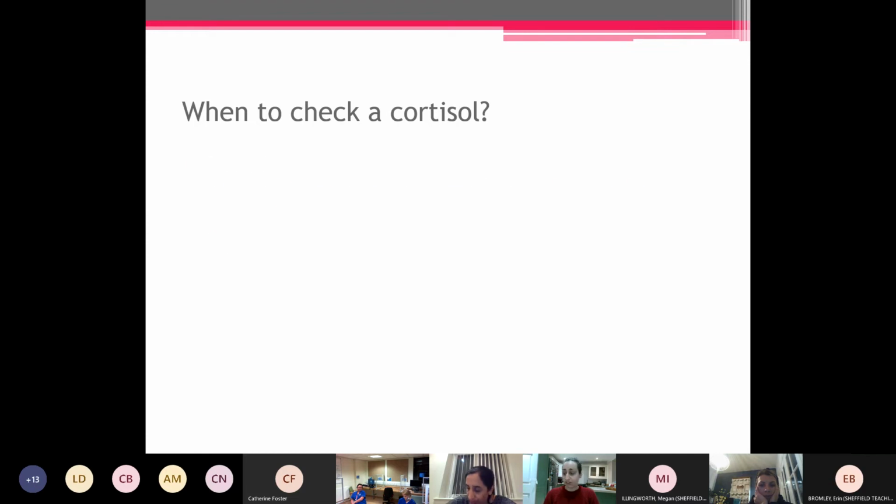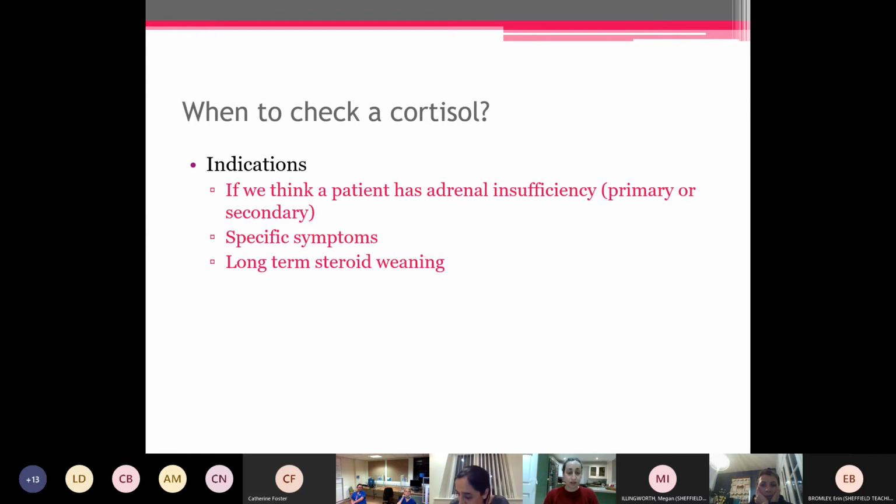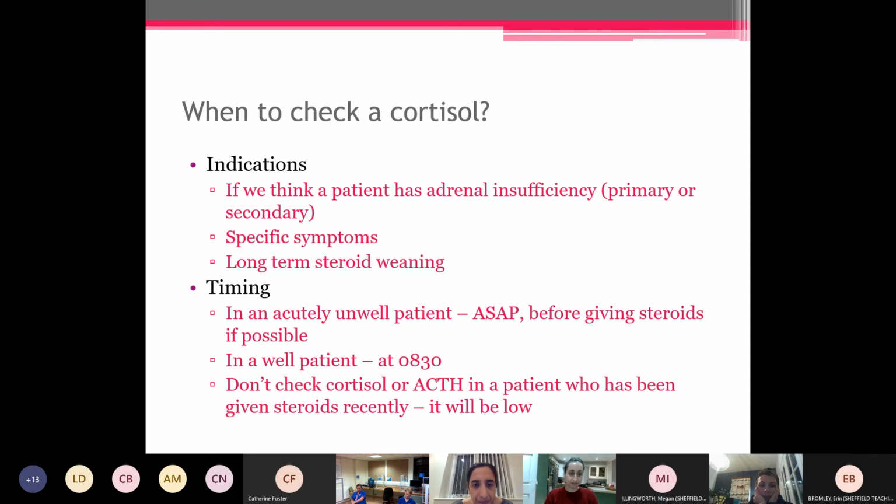So when do we check a cortisol? This comes up all the time, doesn't it? So if we think a patient has adrenal insufficiency, then we want to check a cortisol. If they have specific symptoms of adrenal insufficiency or crisis, then we want to check a cortisol. And then there's some patients that are having their steroids weaned, which is more of an outpatient thing, so probably not something that you'll see too often. But we don't just check cortisols randomly. We only do it if we think they have adrenal insufficiency.